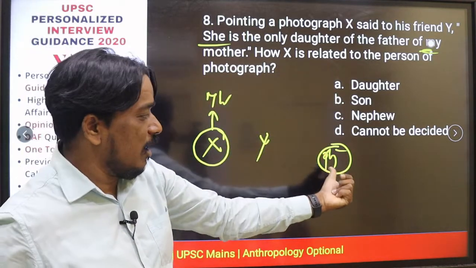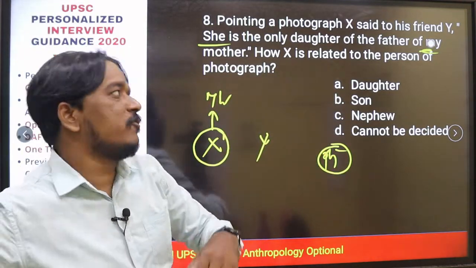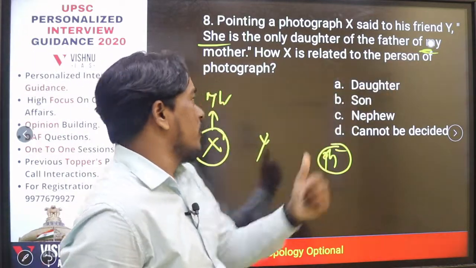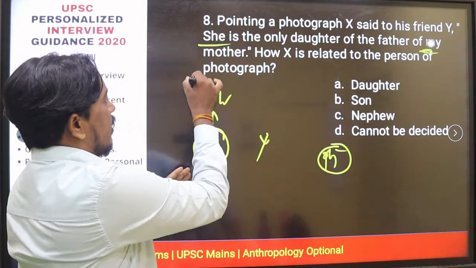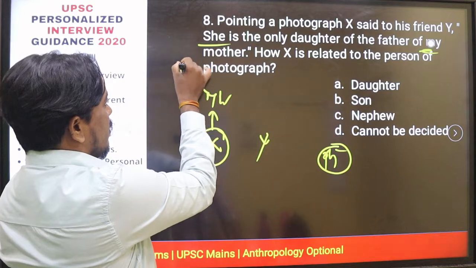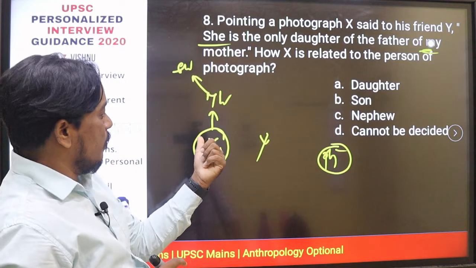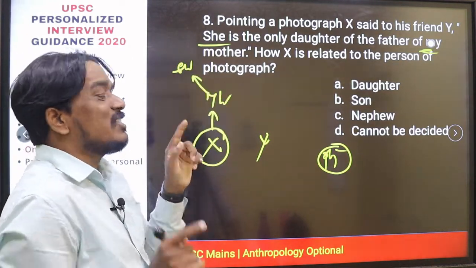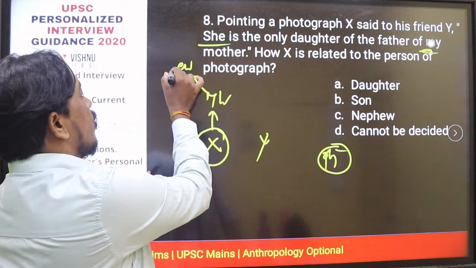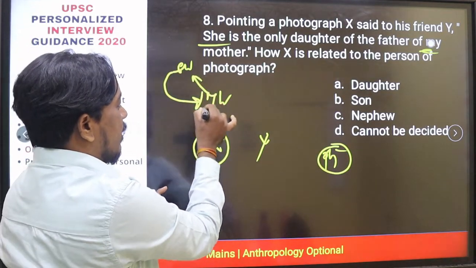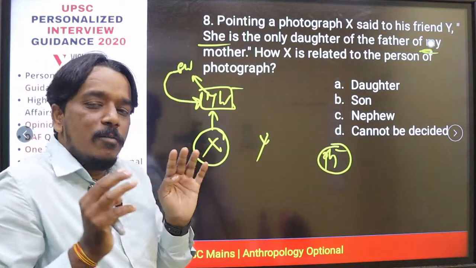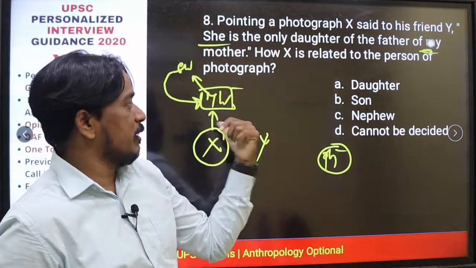Ex-mother. She is the only daughter of the father of my mother. Father of my mother obviously is a grandfather. Grandfather of X. My mother's father's only daughter. That means my grandfather's only daughter is already, my mother is a female, so only my mother. We are talking about only this particular person.